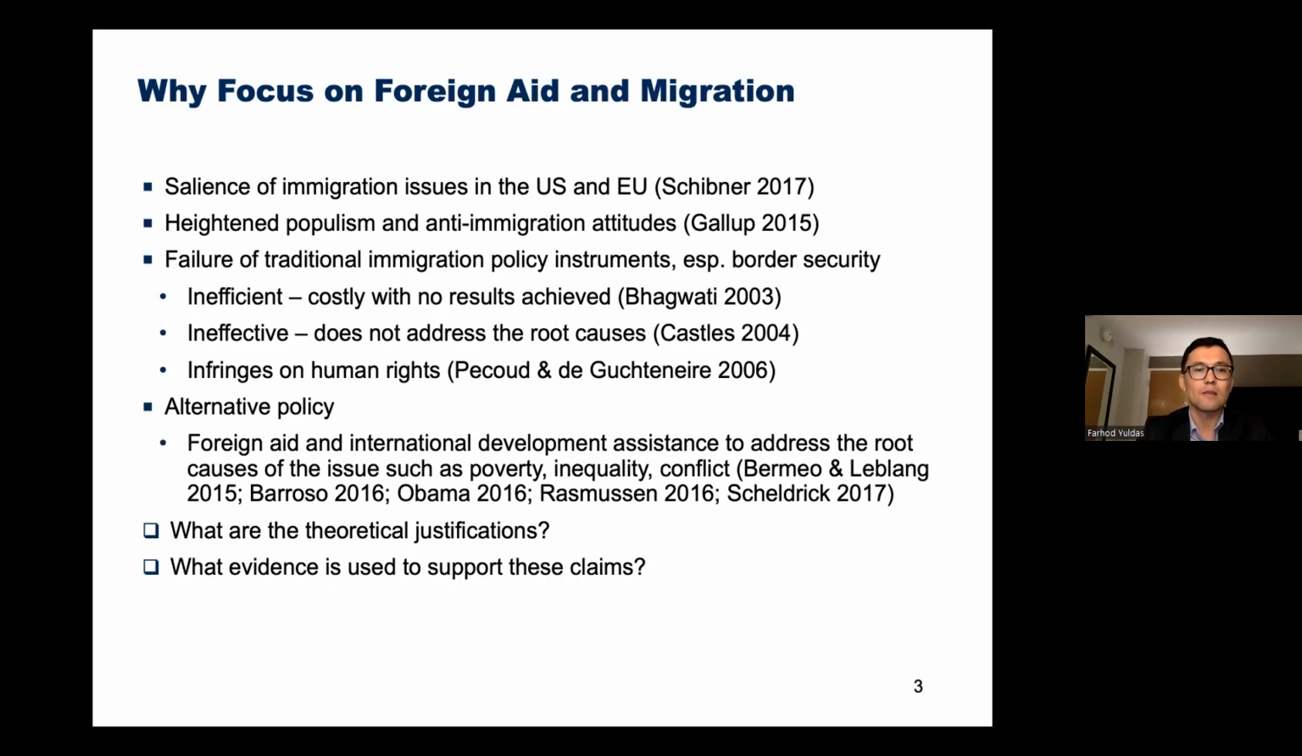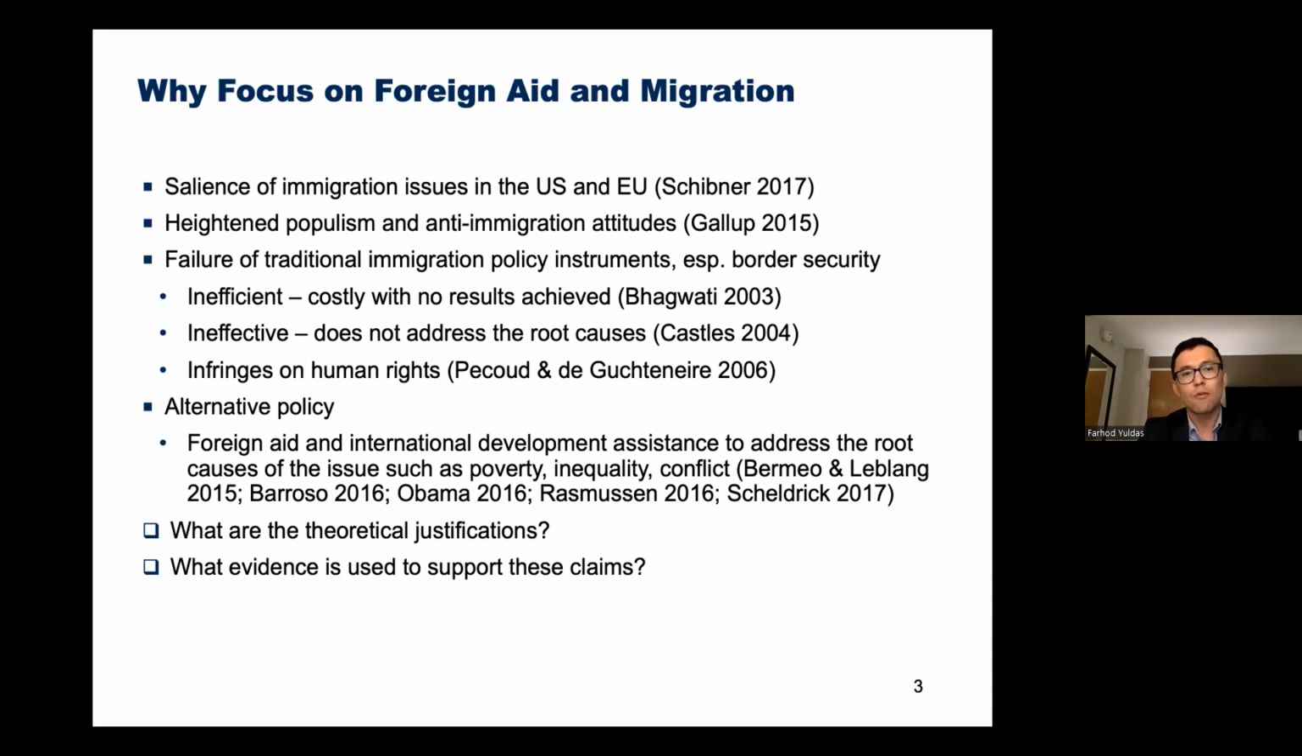Following that, this is especially the case because of the failure of traditional immigration policy instruments such as border security, and it was a big part of that populist narrative, if you remember, and to some extent it continues to be the case, right? Border security and immigration policies being so inefficient and ineffective in regulating the flows of migration have been the key theme in these narratives. And especially the parts where it infringes on human rights have also been widely documented.